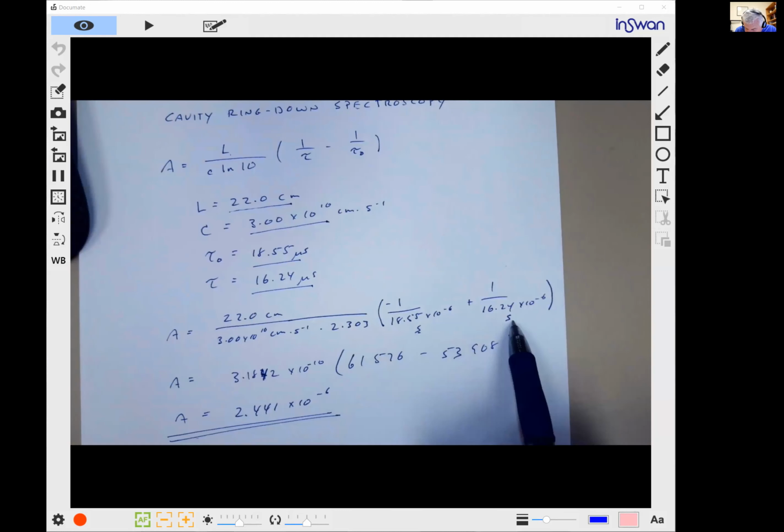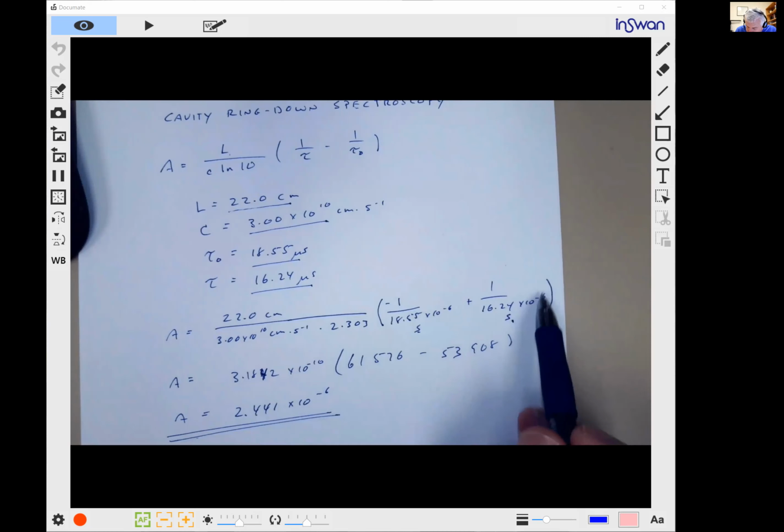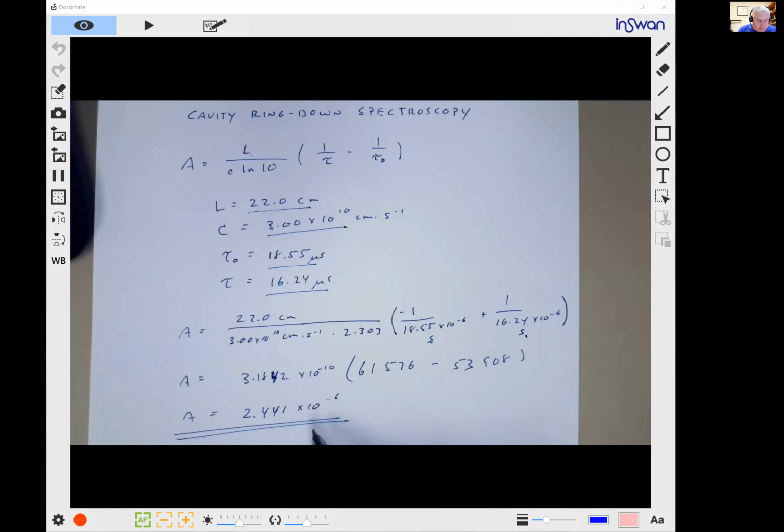There's seconds. So this value is in per second. This is in centimeters and centimeters. They cancel. And then per second in the numerator and per second in the denominator cancel. And so basically you get an absorbance of 2.44 times 10 to the minus 6, right? In my case. And the thing about this that's remarkable is that this is a very small value.